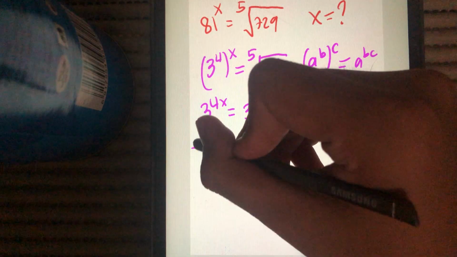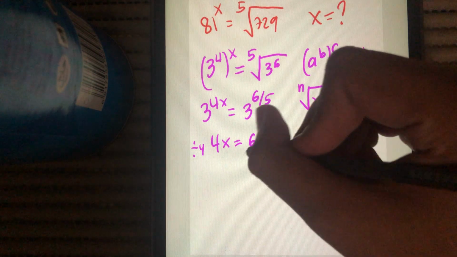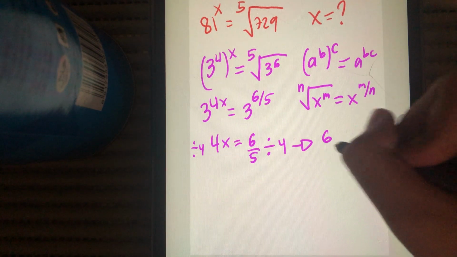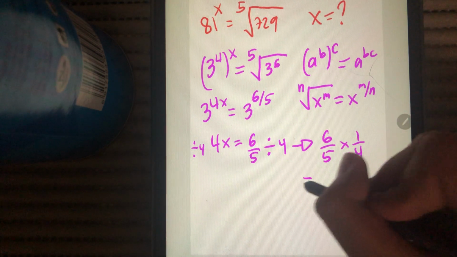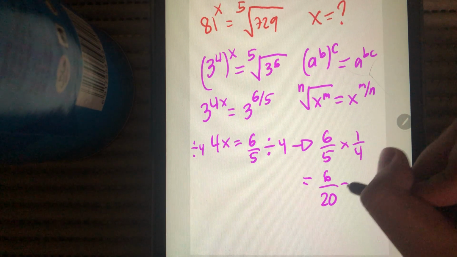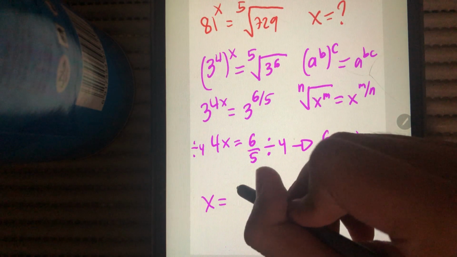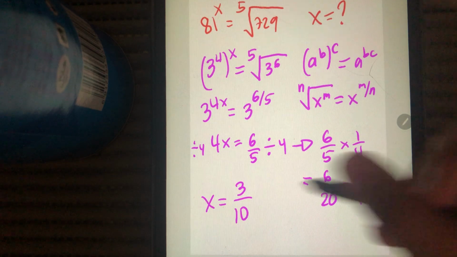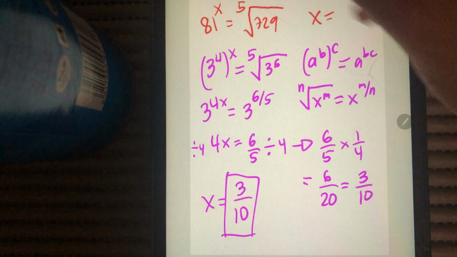And then if we divide both sides by 4, 6 divided by 5 divided by 4 becomes 6 over 5 times 1 over 4, equals 6 over 20, equals 3 over 10. So your x here is 3 over 10. This is your final answer. We put here 3 over 10.